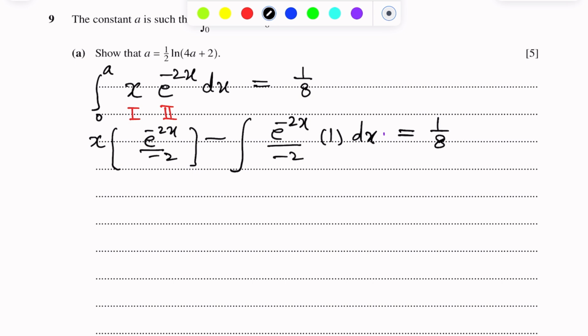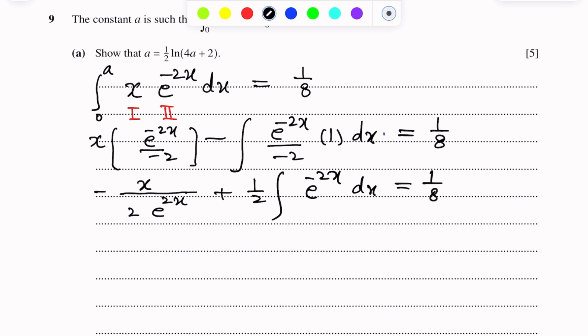Now rearranging, we can write this term as minus x over 2 e power 2x. This minus and minus becomes plus. We can take 1 over 2 common because it is just a multiple. The integral of e power negative 2x with respect to x is equal to 1 over 8.